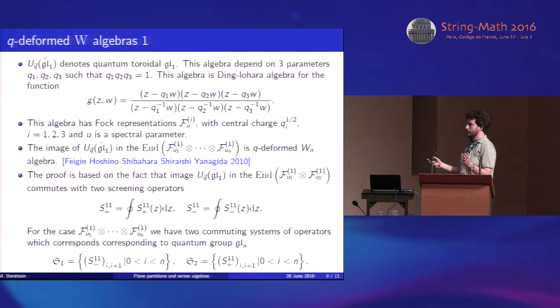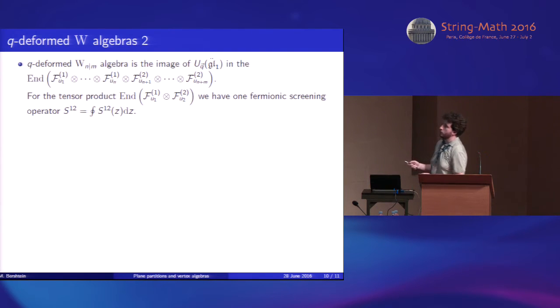Due to the definition of Feigin and Frenkel. And one more sentence: these 2 systems of screenings tell us about this GLN symmetry. Now we consider a product of models of 2 types. If we take the product of one model of the first type and another model of the second type, then there is only one screening which commutes with the image. It is a fermionic screening.